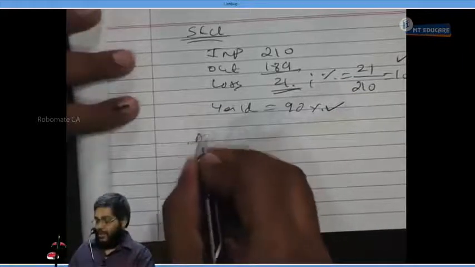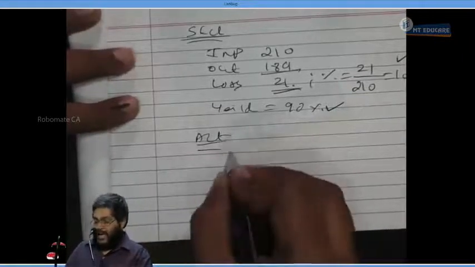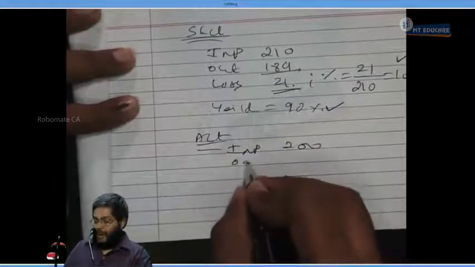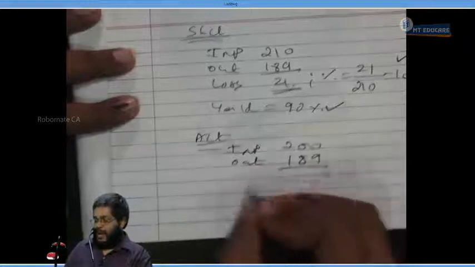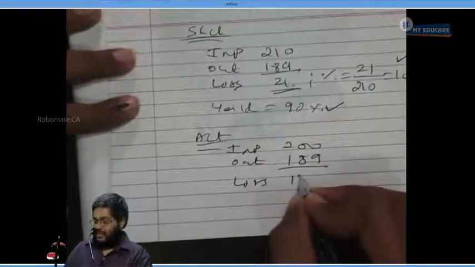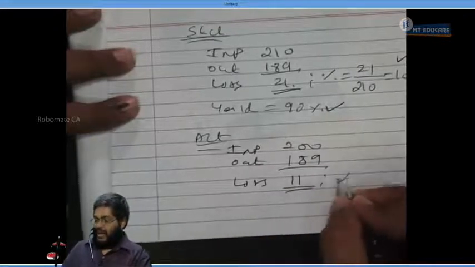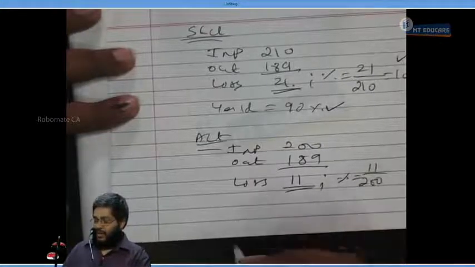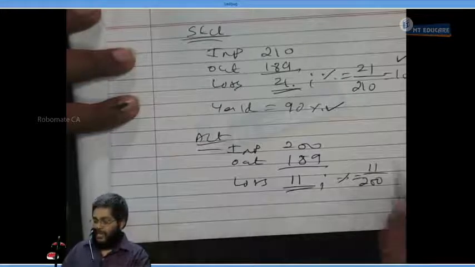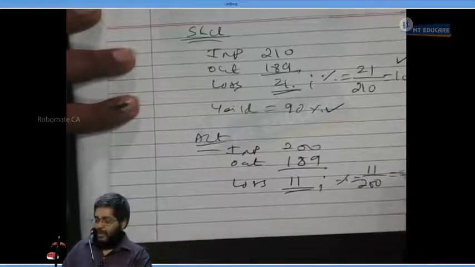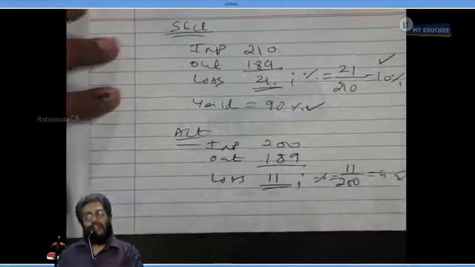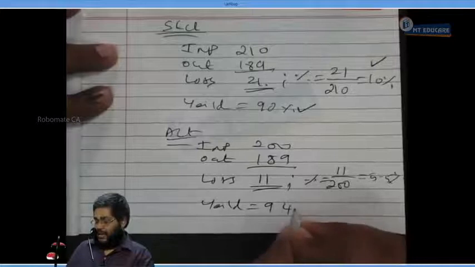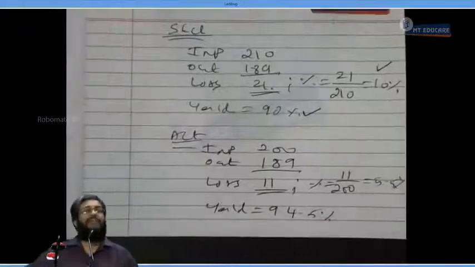Now, what happened? Actual. Actually, I input 200 kgs, and my output is 189. How many kg loss? 11 kg loss. What is the percentage loss here? 11 divided by 200, which is 5.5%. Everybody able to understand or not? Now, that means my yield is 94.5%. Everybody understand or not?